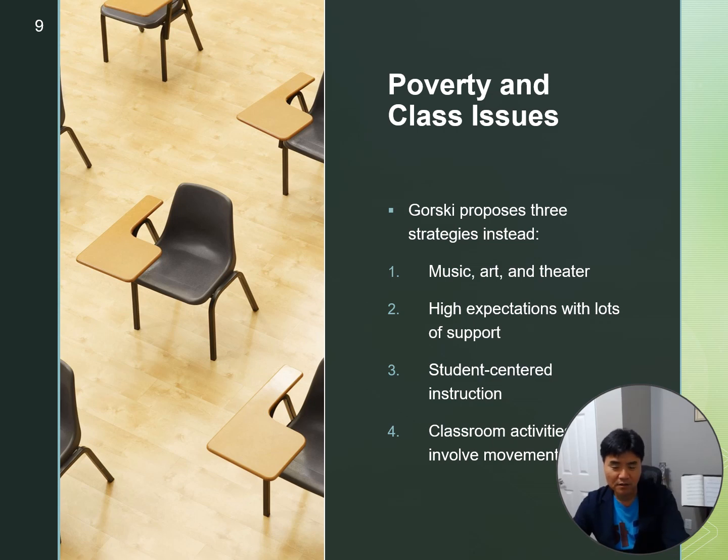On poverty and class issues, Gorski proposed three strategies instead: music, art, and theater; high expectations with lots of support; and student-centered instruction rather than teacher-centered instruction. Class activities involving movement. I had the example about playing basketball in the Korean club after school program. So I agree, actually. This is a great strategy, good ideas.